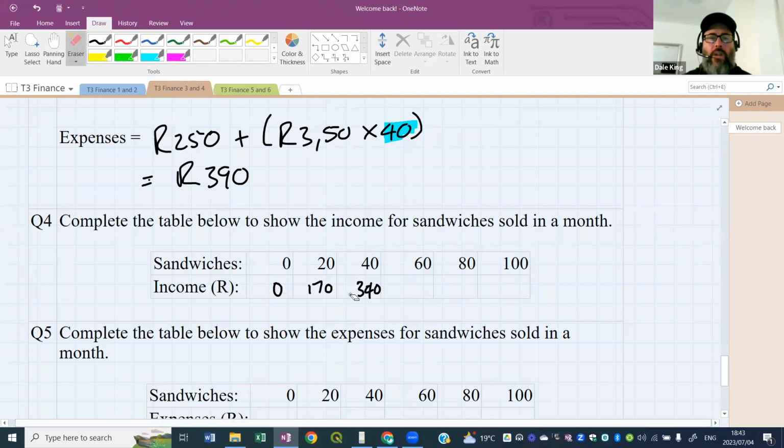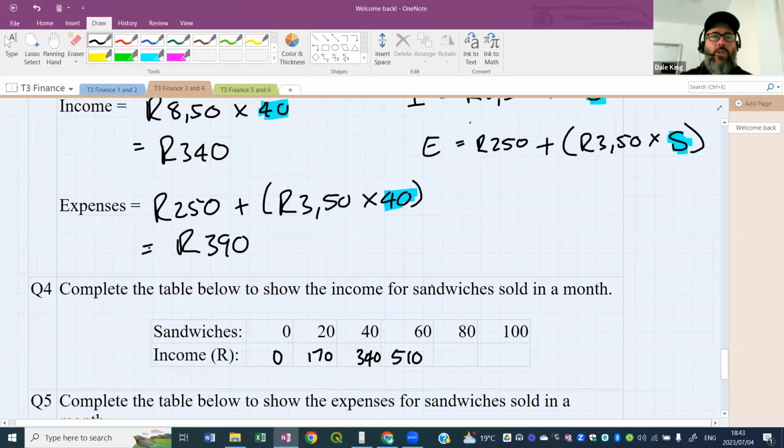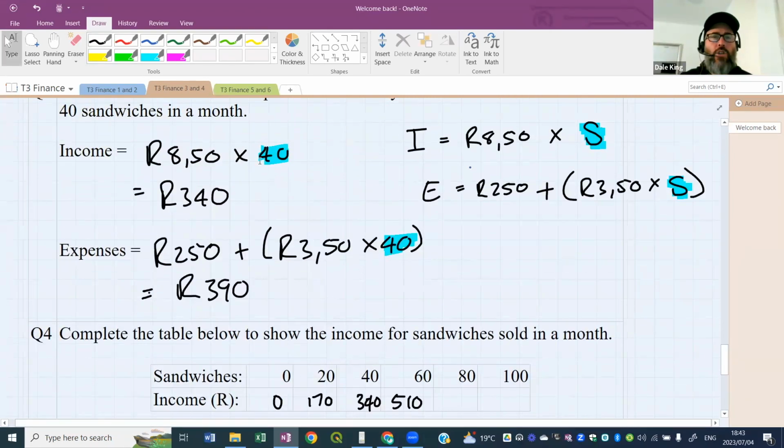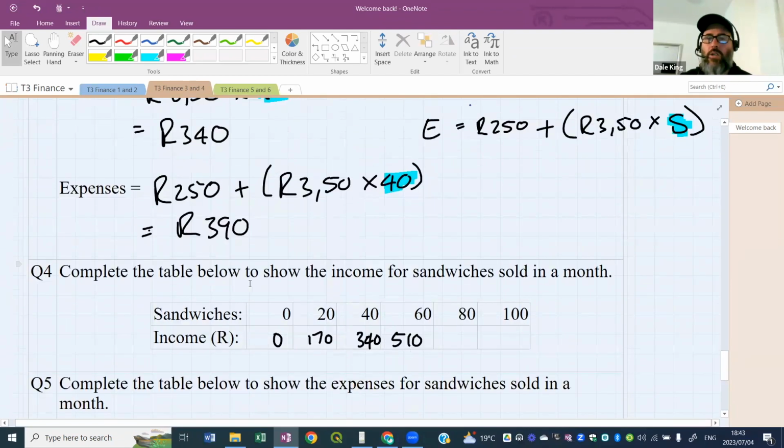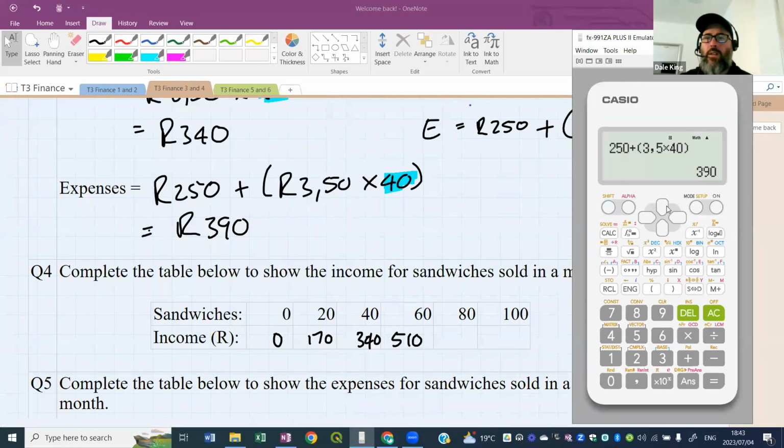Good. All right, I'm going to just leave the rand signs off. We've done 20 sandwiches, we've done 40 sandwiches, 60 sandwiches, 80. Now, Katlego is just changing. All she's doing is going to the equation like the one above here and changing that 40 for a 60 or an 80. It's very easy. Okay, I'll show you quickly. And for the 80, we have 680.